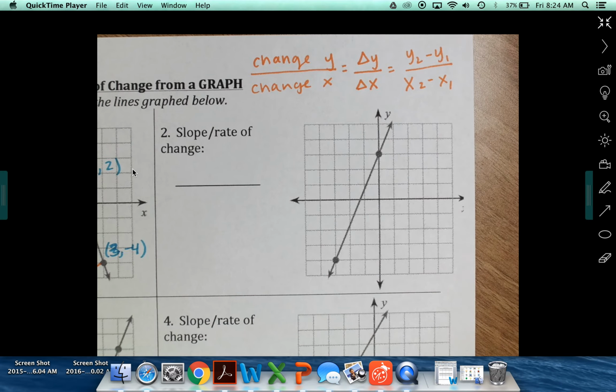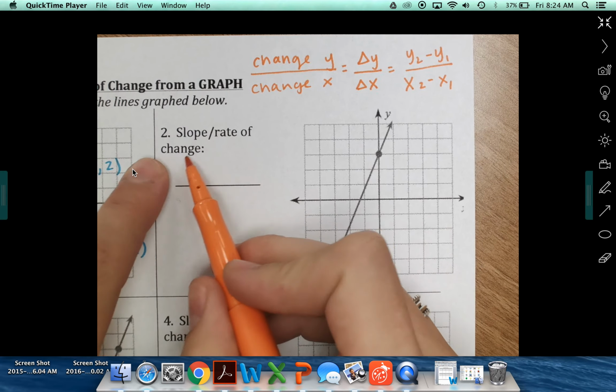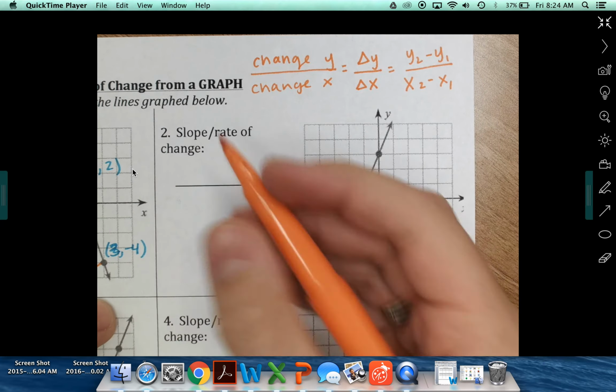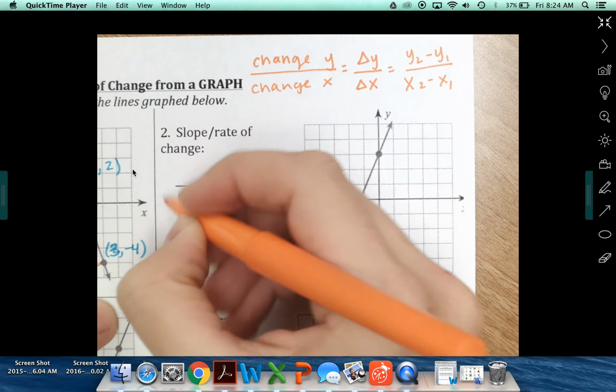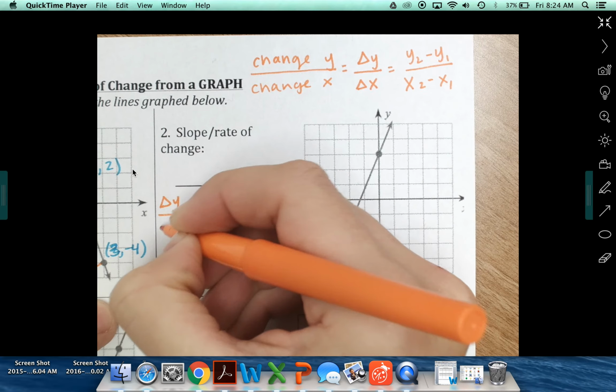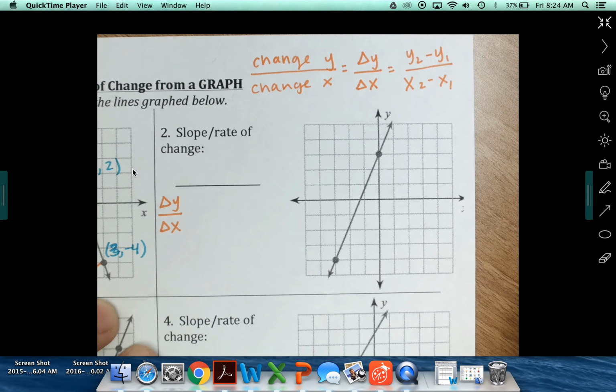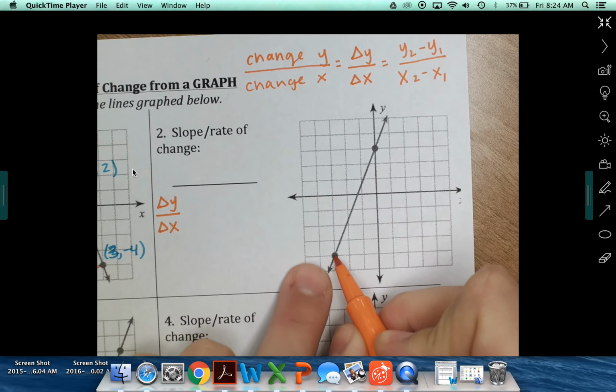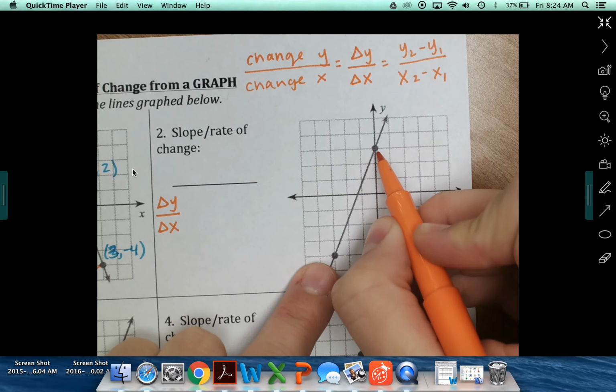So looking at number 2, we're talking about our slope or our rate of change. We have to remember your rate of change or your slope is simply the change in your y values over the change in your x values, okay? So we'll look over here. I'm going to start from this left point and move to the right.